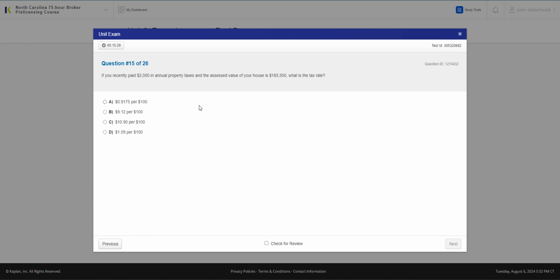So we would take our annual tax, which is $2,000, and we divide that by $183,500. And that is going to give us, which is going to equal, we multiply that by 100 after, 1.09 per $100. The ad valorem. Okay, back to the normal stuff.